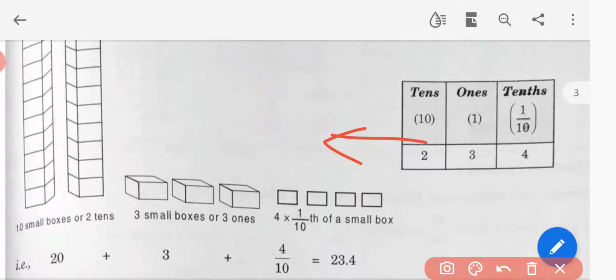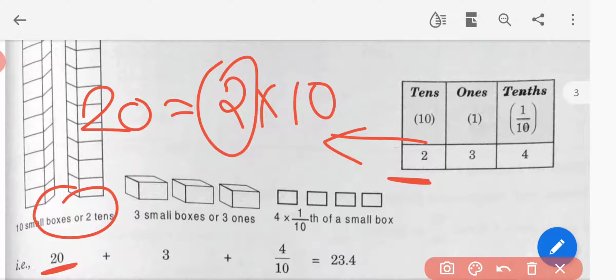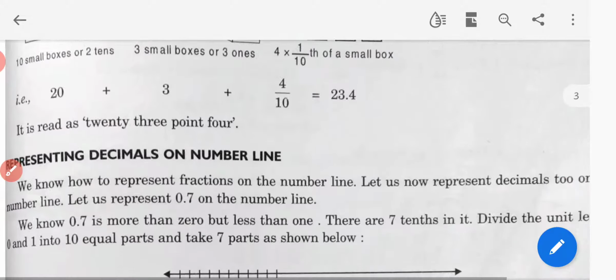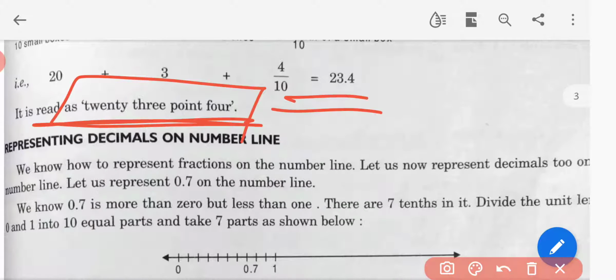So tens, how many tens are there, 20. Here 20 is given and we can write it as 2 multiply 10. It means how many tens are there, 2. Ones, how many ones, 1 2 3, so right here 3. And 1/10, यहाँ पर हर box की क्या value, 1/10, और कितने हैं ये, 1 2 3 4, so right here 4. So it can be written as 23.4, or we can read it as 23.4.